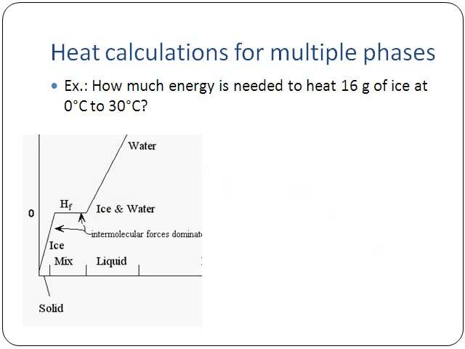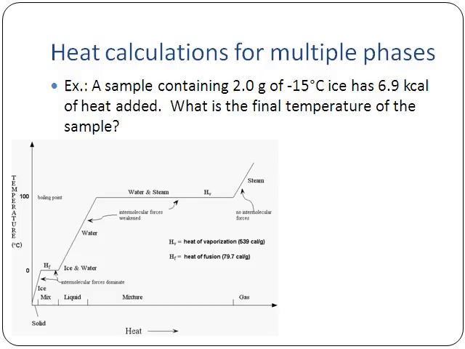So continuing on this, it says a sample containing 2 grams of negative 15 degrees C ice has 6.9 kilocalories of heat added. What is the final temperature of the sample? And so let's look at where we start. So it says we have negative 15 degrees Celsius ice. So negative 15 degrees is going to be down here. And so that's where we're going to start.